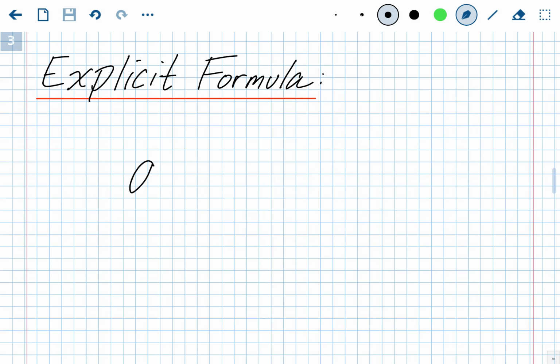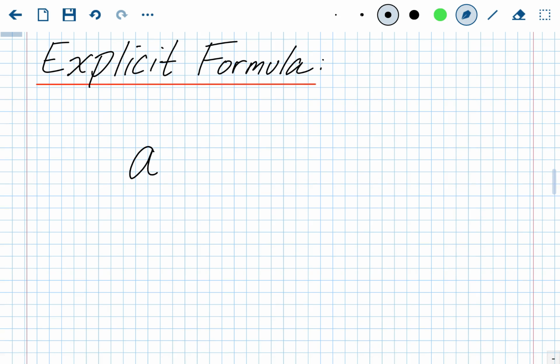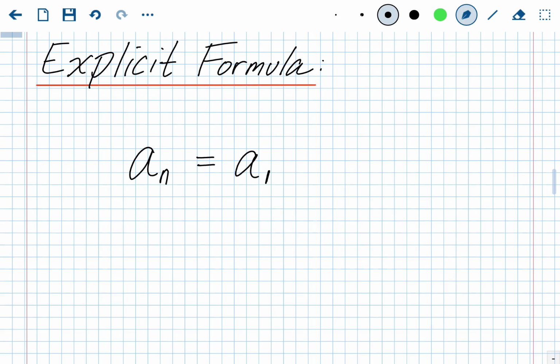It's a sub n. That's a lowercase a with a little tiny n next to it, a sub n, equals a sub 1. That's a lowercase a with a tiny 1 next to it, plus n minus 1 in parentheses, and then times d at the end. All right, so what does all this stuff mean?